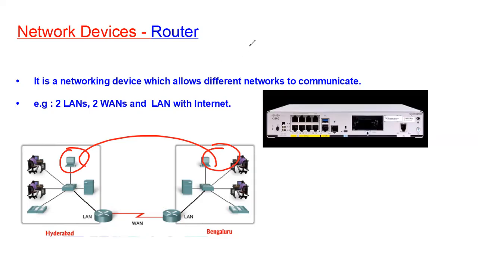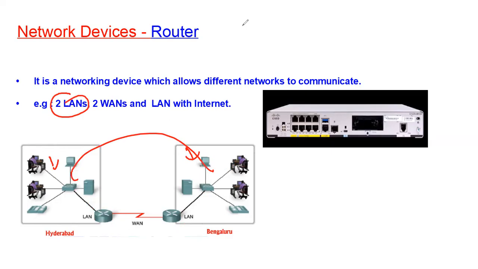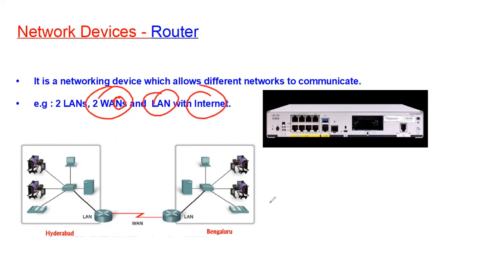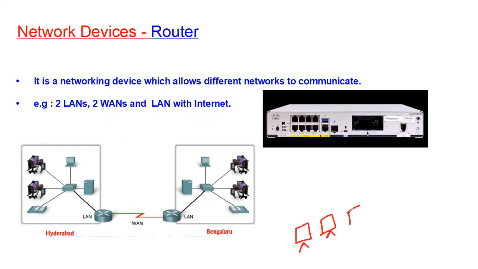It can be like two different LANs, you will use the router. And if you are having two different WANs, wide area networks, again you will use the router. Then if you are having LAN and internet, let us say you are having some computers. To connect these computers to a LAN, you need a switch. You will connect these four computers to this switch and it is forming the local area network.